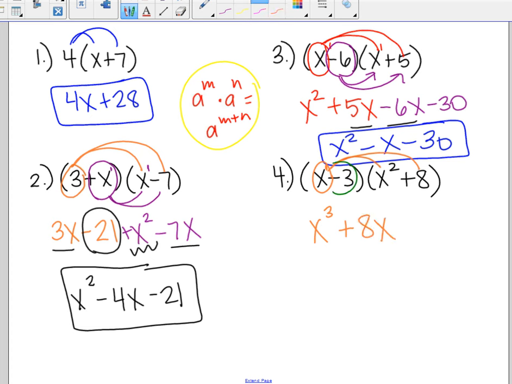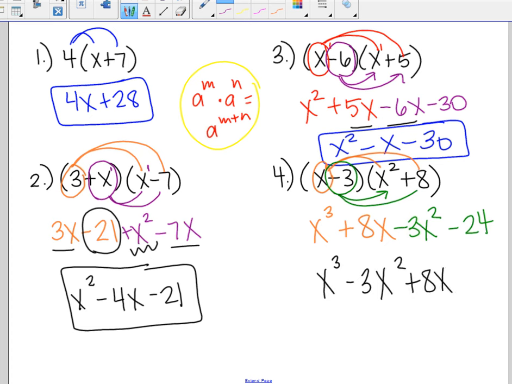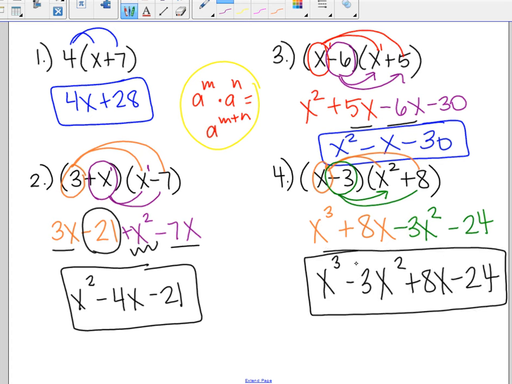Come back, do the same thing with the negative 3. Negative 3 times x squared is negative 3x squared. Negative 3 times 8 is negative 24. In this case, you don't have any like terms, so you can't combine anything, but we do want it in standard form. So x to the third minus 3x squared plus 8x minus 24. So you start with your highest exponent and continue on down until you hit your constant.